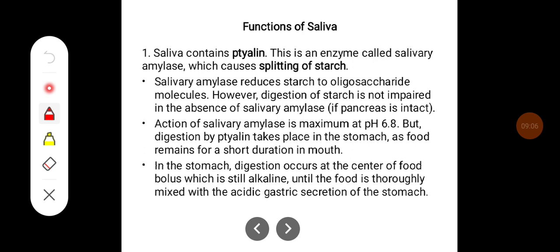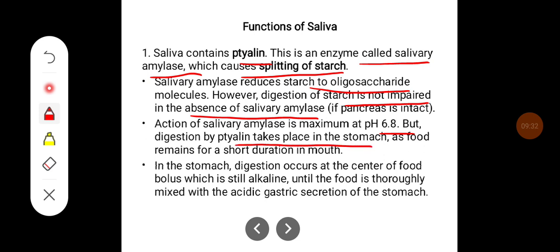Saliva contains ptyalin. This is an enzyme called salivary amylase which causes splitting of starch. Salivary amylase reduces starch to oligosaccharide molecules. However, digestion of starch is not impaired in the absence of salivary amylase if pancreas is intact. Action of salivary amylase is maximum at pH 6.8, but digestion by ptyalin takes place in the stomach as the food remains for a short duration in the mouth.